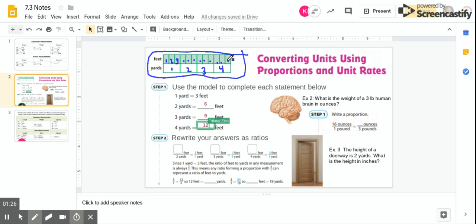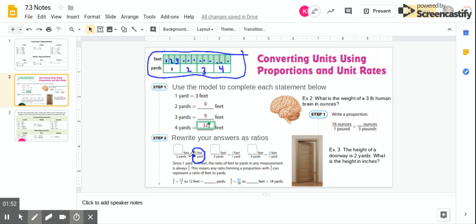So now let's do it without a model and instead use ratios. So on step 2, it says rewrite your answers. And we have this ratio right here. We know that 3 feet are in 1 yard because it's on that measurement chart that you just filled out. But now I'm asking you to find how many feet are in 2 yards. So now you have a proportion. And there's a couple ways you could do this, but the way that I tried to nail into your guys' brains last week is to cross multiply and divide.